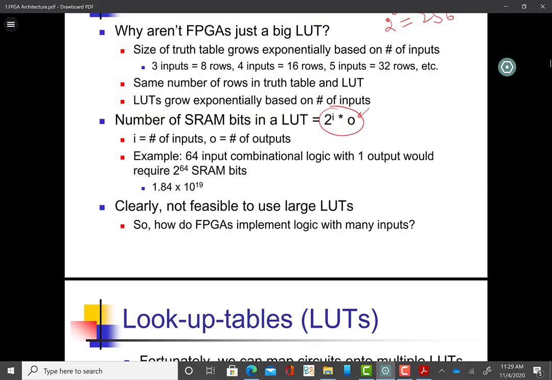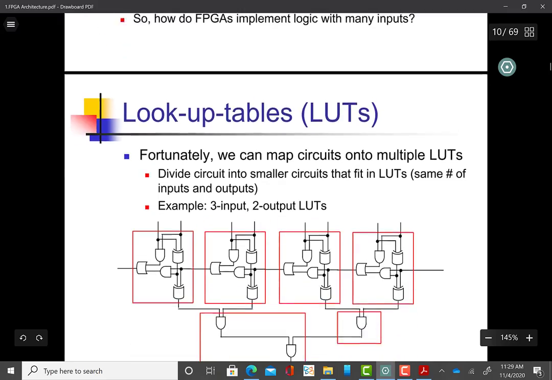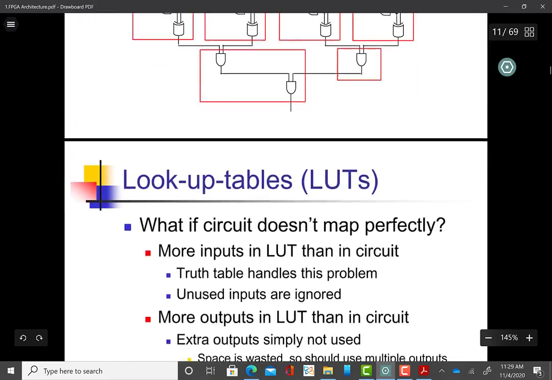So for example, a 64 input combinational logic with 1 output will require 2 raised to the power 64 SRAM cells, which is 1.84 multiplied by 10 raised to the power 19. This is huge. Okay, so clearly it's not feasible to use large LUTs. And that's why FPGAs have smaller lookup tables.